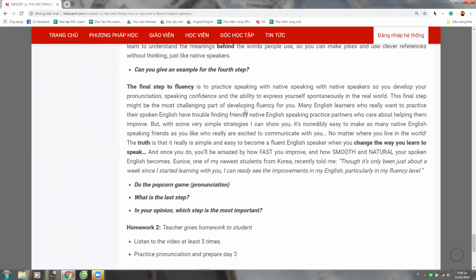Okay, I see. What is the final step, the last step you want to be fluent in English? The final step to become spoken fluent English is to talk and practice our English with an English speaker. Okay, if you don't have any partner to practice English with, what will you do to try that? Practice English with nothing.